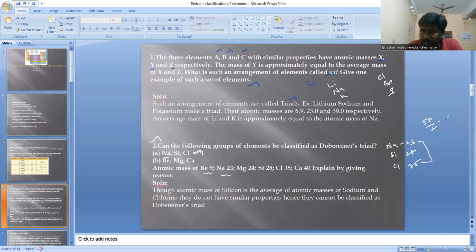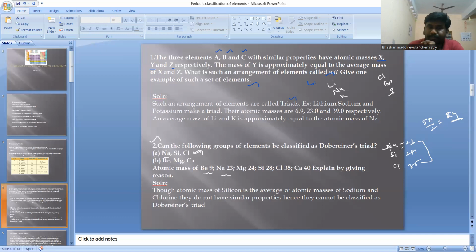Okay, you see the average of this one, you get around 29. So the average is also not equal to silicon, the average of the first and third element is not equal to the middle element. So this set we can't make into a triad. Reason number one: these elements do not possess the same properties, they have different properties.